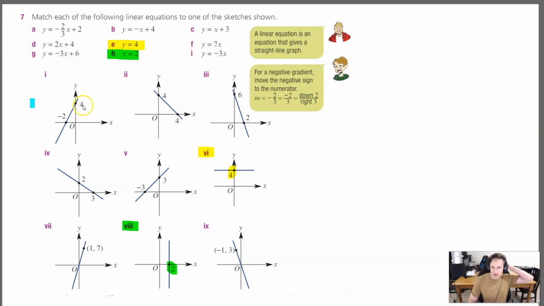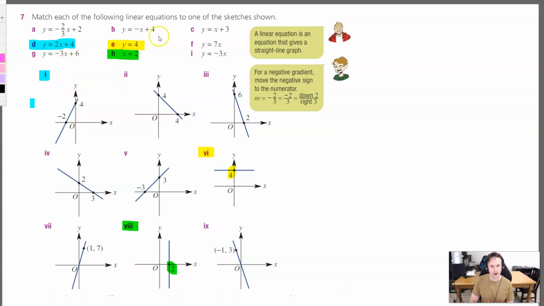Basically, I'm just looking for a y-intercept of 4. Looking at which ones have a y-intercept of 4, there's only this one here and this one here, so B and D. Then I'll look at the slope. This one is going to be going up 4 and across 2, so it should have a slope of 4 over 2, which simplifies to 2. So that's this one.